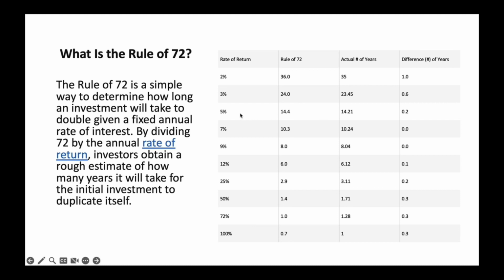If you're able to get a 5% return, right, it'll take about 14 years to double your investment. If you had a 7% return, it'd take about 10 years, 9%, about 8 years. And these are over here in the third column, these would be the actual number of years, right? If it was 12% return, it would take 6 years, right? 25% return, almost 3 years. 50% return, 1.4 years, etc.